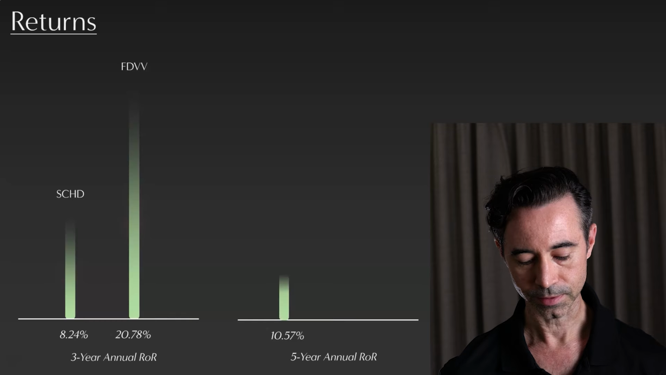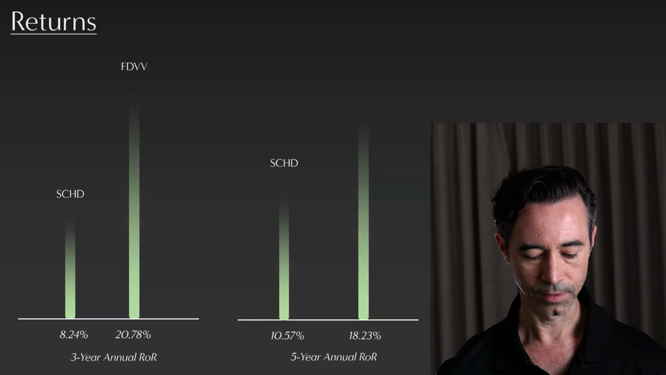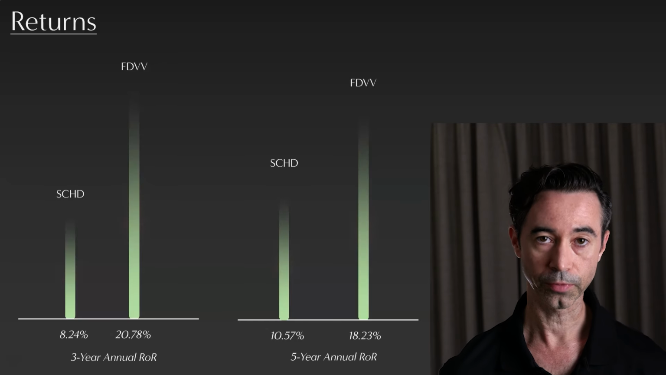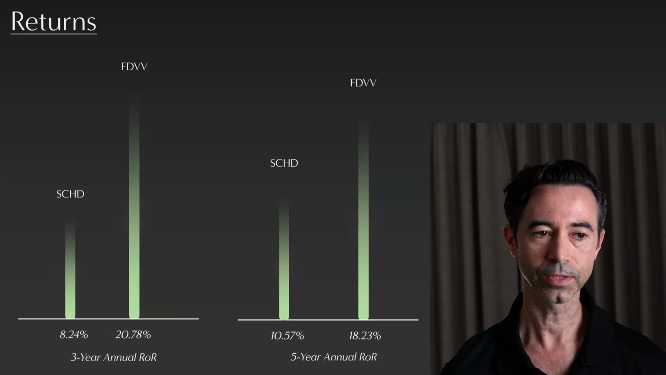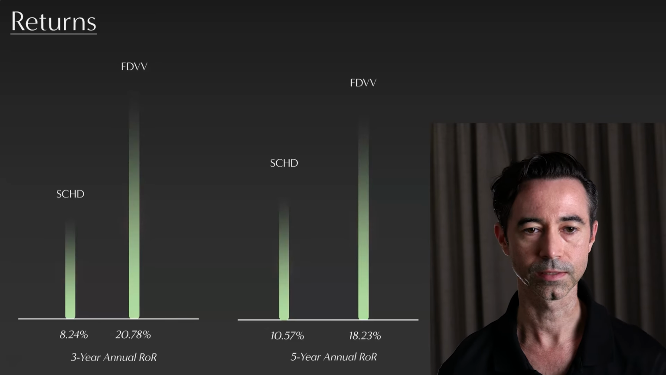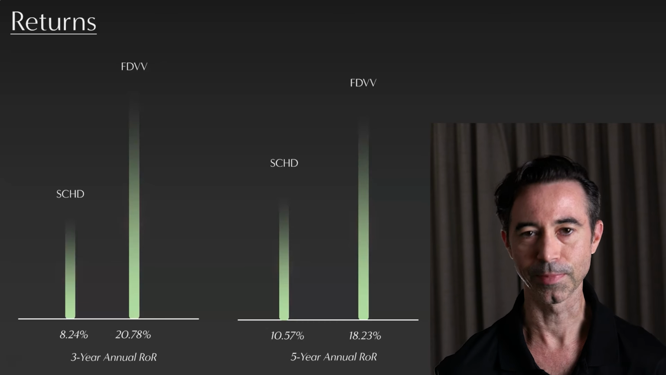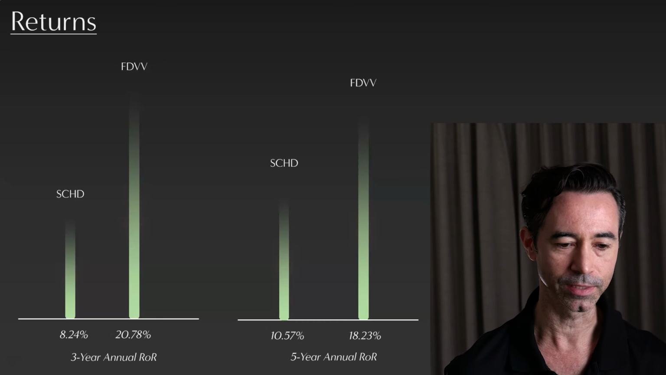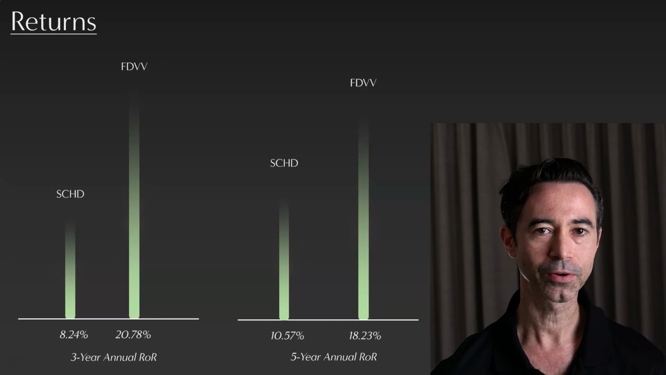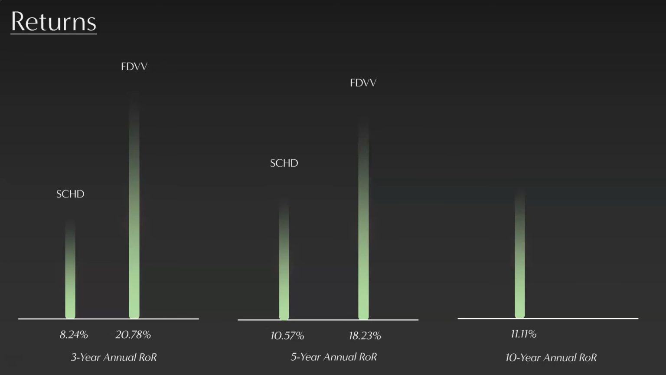Over 5 years, SCHD is 10.57%, FDVV 18.23%. The rate of return on this compared to SCHD just looks good. It looks great. You gotta just admit that it looks great, even if you're an SCHD fanboy or fangirl. Then the 10-year rate of return is 11.11% for SCHD, but we don't have one for FDVV because FDVV is not old enough to have a 10-year return yet.